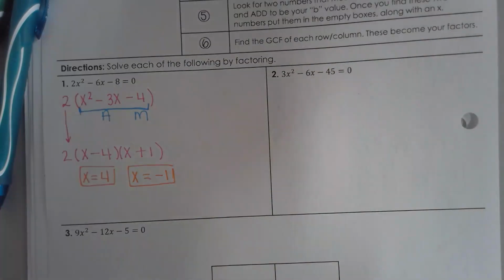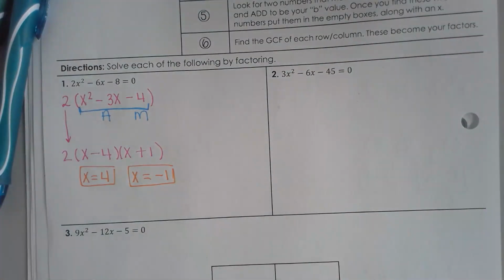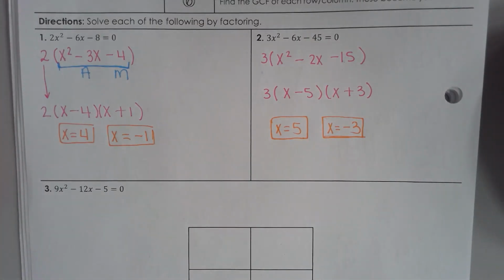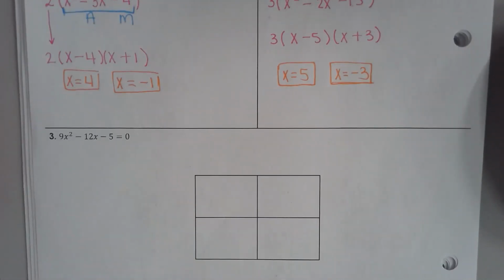All right, so try number 2. It's the same as number 1. There is a GCF, and once you take out the GCF, it becomes one of the easier problems. Did you all get x-intercepts at 5 and -3? Yeah. All right, so always look for the GCF because you might turn a seemingly difficult problem into an easier problem.